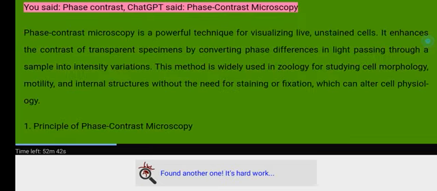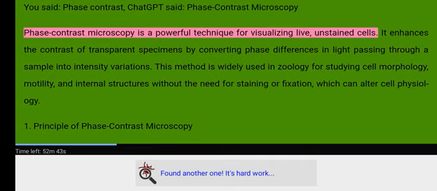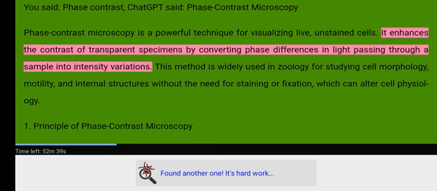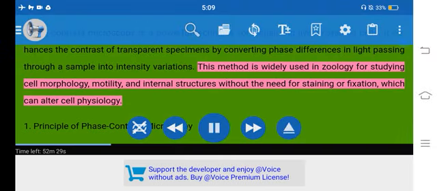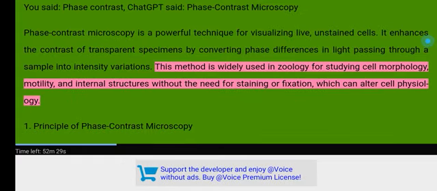Phase contrast microscopy. Phase contrast microscopy is a powerful technique for visualizing live, unstained cells. It enhances the contrast of transparent specimens by converting phase differences in light passing through a sample into intensity variations. This method is widely used in zoology for studying cell morphology, motility, and internal structures without the need for staining or fixation, which can alter cell physiology.